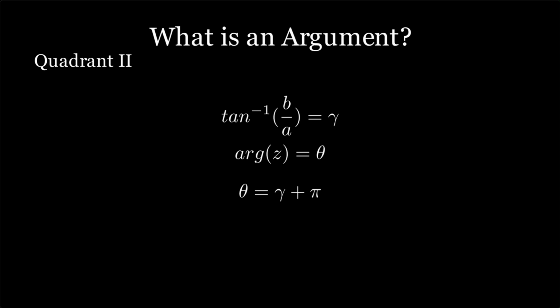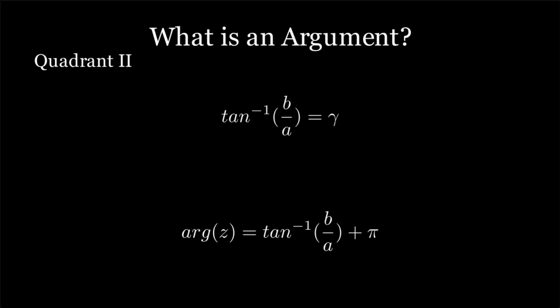Because since gamma is in the second quadrant, it's going to yield a negative number, and so we can add pi to find our argument. So let's do a quick example with that.